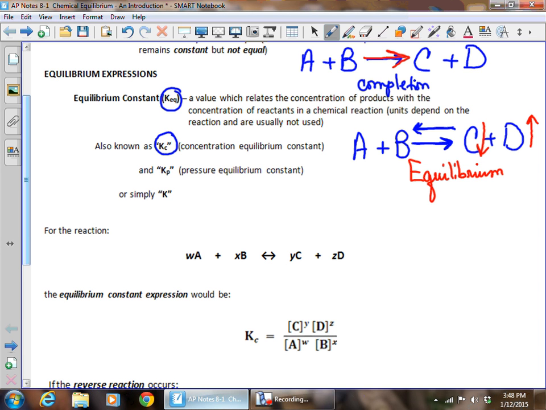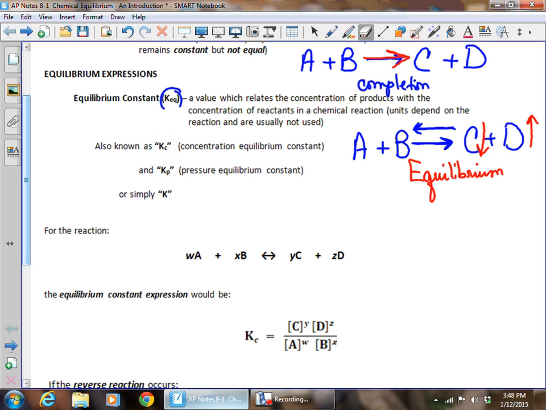Kc, sometimes we write that, though we get more specific and say, okay, this is the equilibrium constant with respect to concentration. Kp, the equilibrium constant in terms of pressure. We can say Ka, which is the equilibrium constant in terms of an acid. Kb, equilibrium constant in terms of a base, when we're dealing with a base. So there are lots of different specific Ks we can have. Again, Keq refers to all of them.